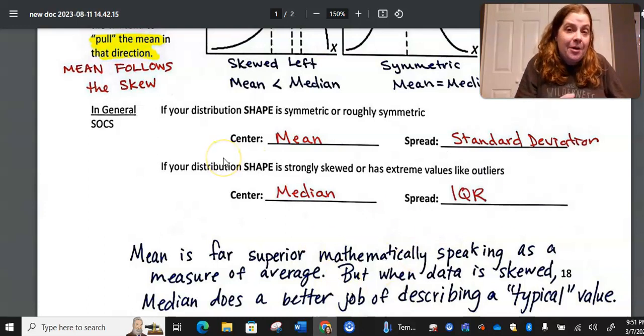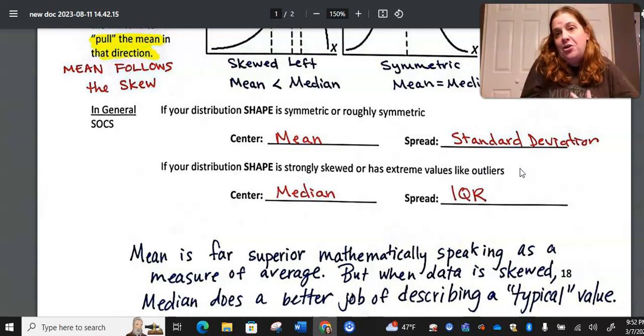If the shape of your graph is symmetric or even roughly symmetric, most of the time you're going to want to use the mean as your measure of center. The mean is very superior in this case, mathematically speaking. So if your data looks symmetric, then you would expect to use the mean. And if you're using the mean, the measure of spread that is associated with the mean is standard deviation. Standard deviation tells you on average how far your numbers are going to be from the mean.